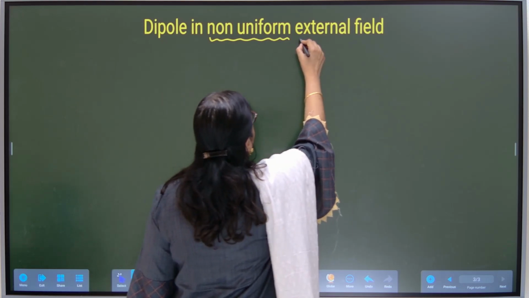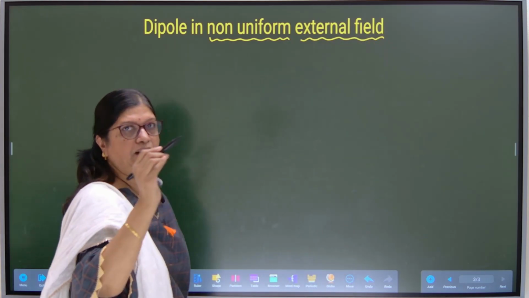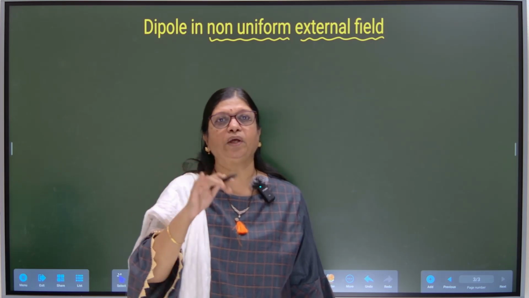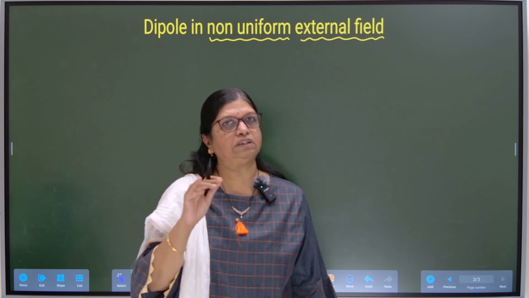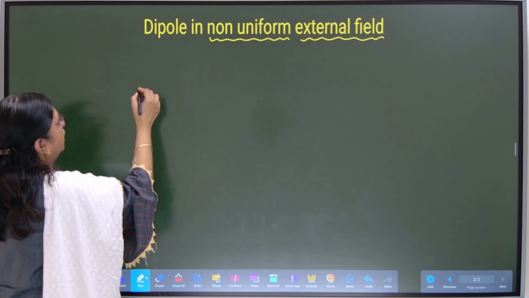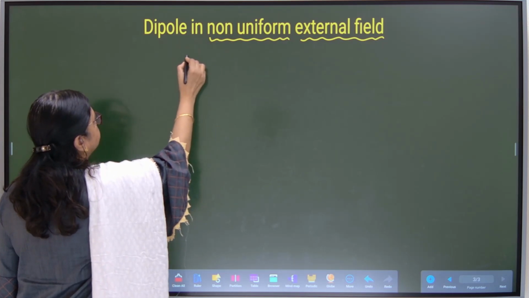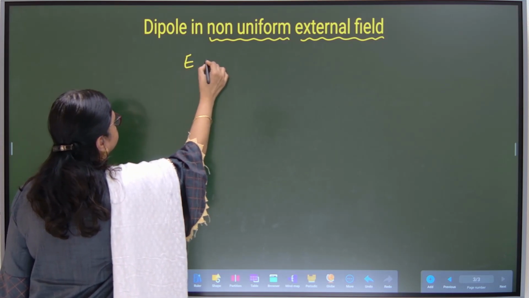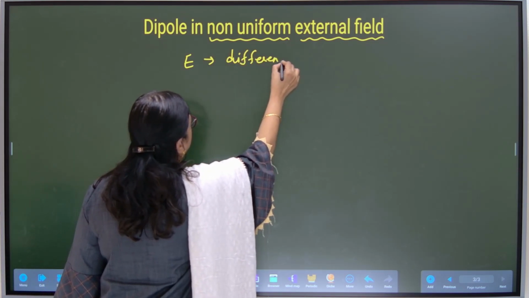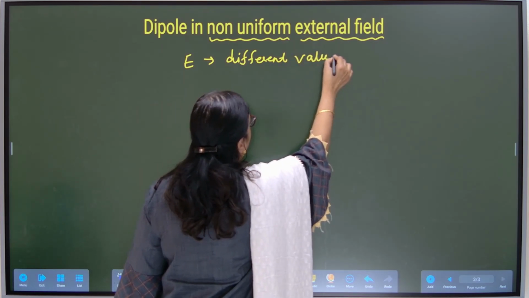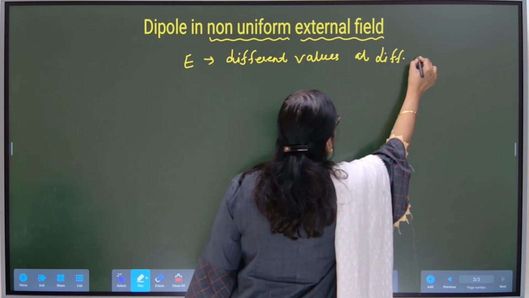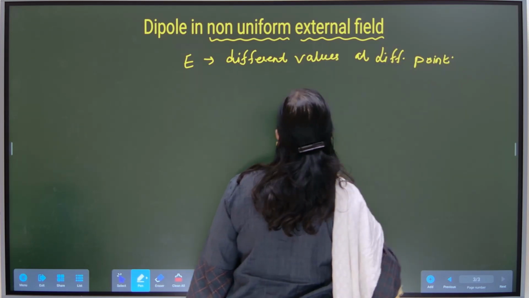non-uniform external field. Now, when I say external field, definitely the field is due to the source charges, but there is no need of showing those source charges when we are representing the electric field which is external. Fine? Okay. So, how to represent or how to draw a non-uniform electric field? Now, what is the meaning of this? That the electric field has different values at different points. That is the meaning of non-uniform electric field.